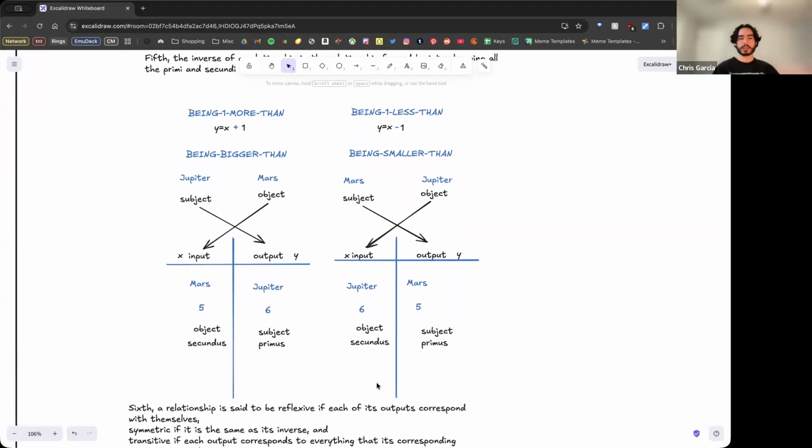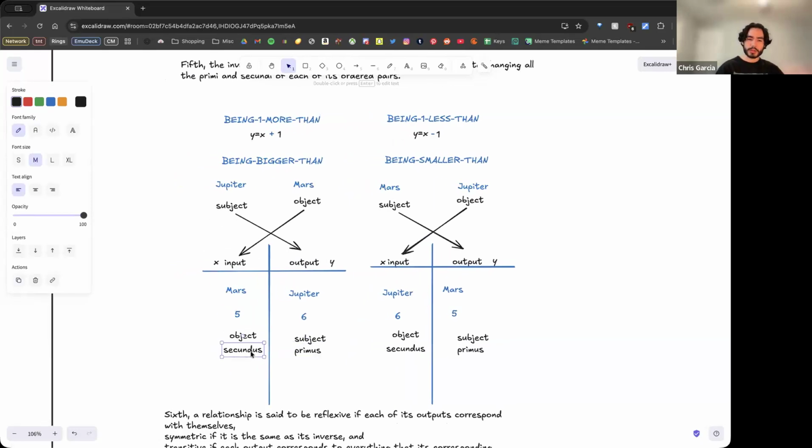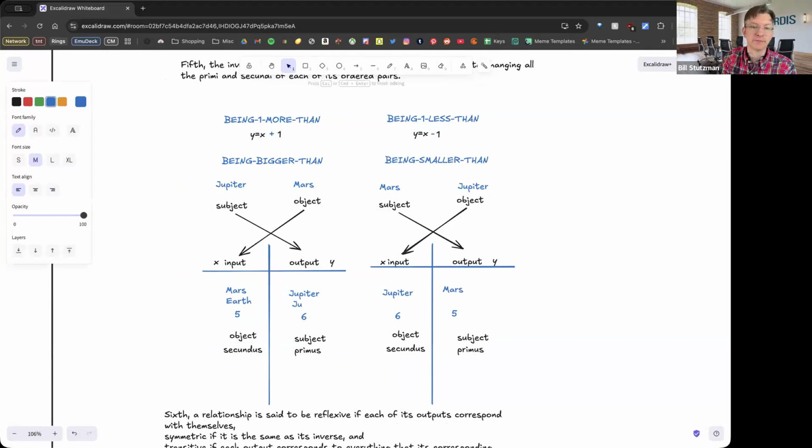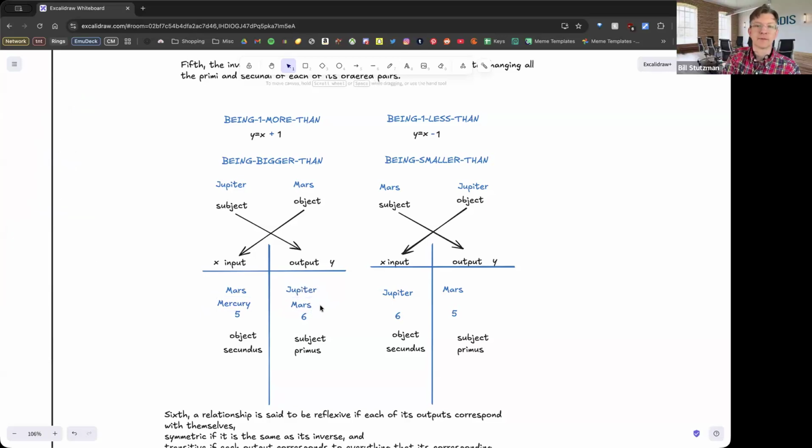Yes, because the primus is always bigger than its secundus. Primus is always bigger than its secundus, and so the primus is bigger than all of its secundi are bigger than. We could have Jupiter bigger than Mars. That's primus and secundus. But then Mars becomes the primus related to Mercury. If Jupiter is bigger than Mars, then Jupiter is bigger than everything Mars is bigger than.